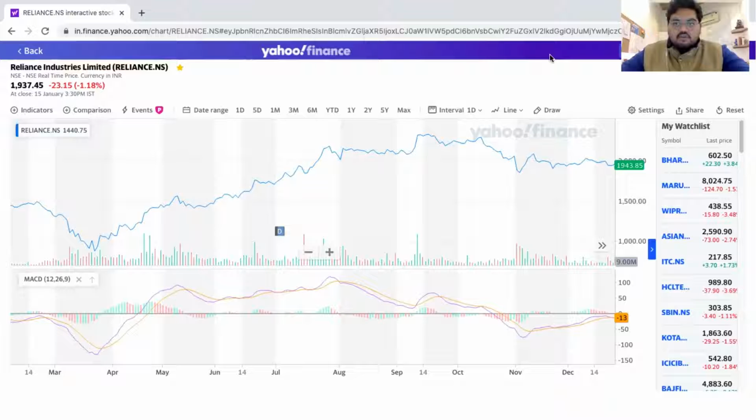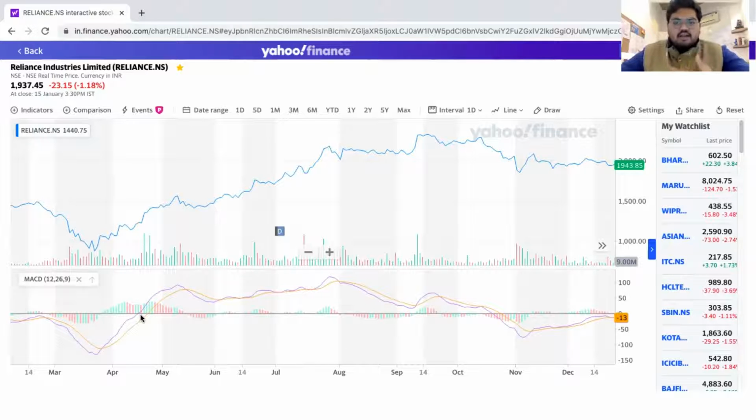MACD consists of three things, basically. The MACD line, which is the little purple line you can see here. And the second line is called the signal line, which is the yellow or the orange line out here. Then you have the histograms or the bars that you can see out here. So the lines basically confirm or deny the trend, and the bars basically tell you what is the strength or the momentum of the trend.